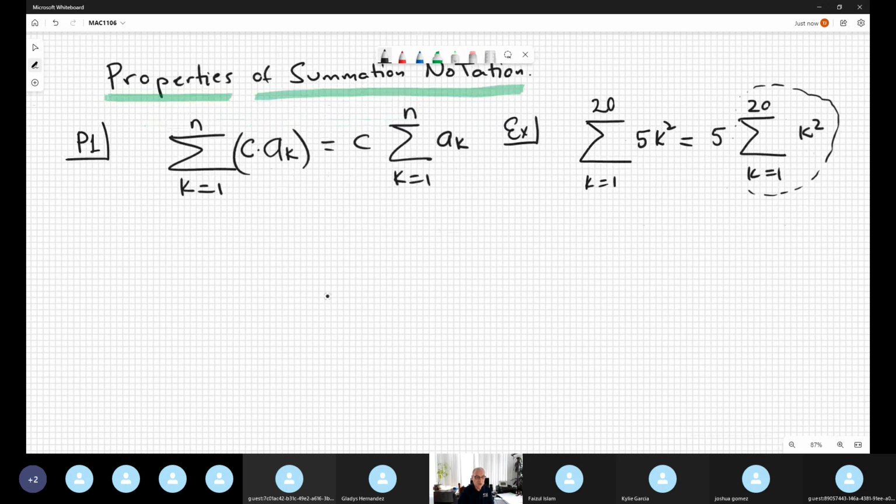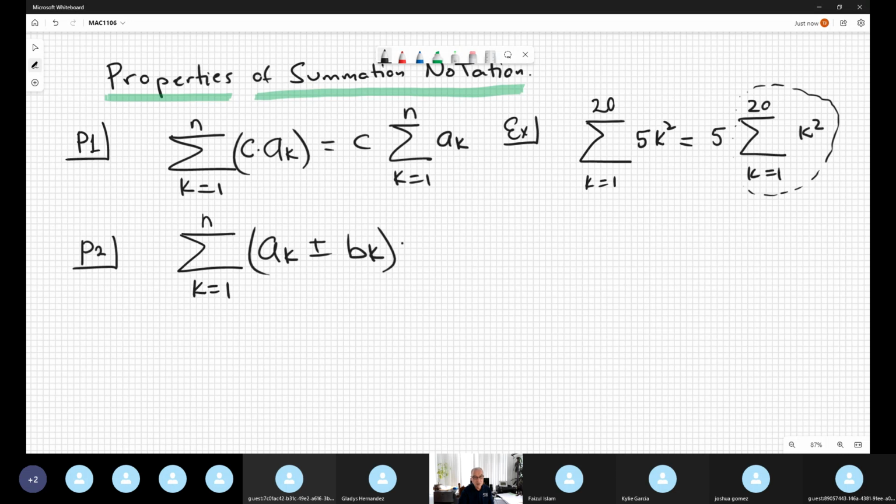Because the summation notation works like a linear operator. I want to explain what a linear operator is. Guys, we're using this property all the time from now on. Suppose you have summation of a sub k plus or minus b sub k. I put plus or minus because it's valid for addition or subtraction. You can separate it into summations with the corresponding sign.